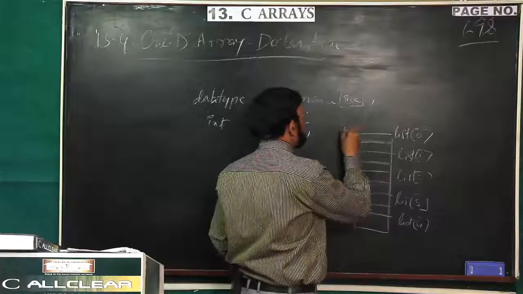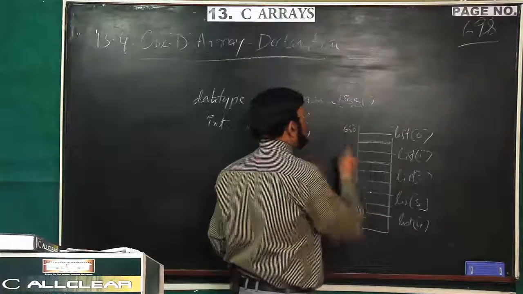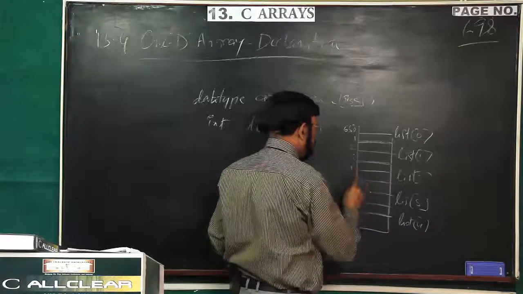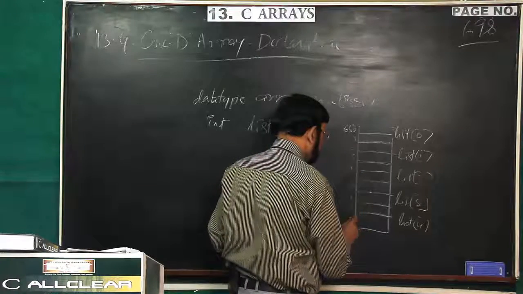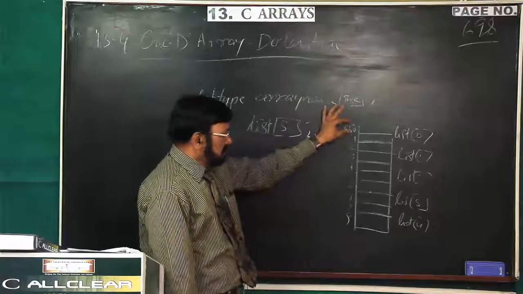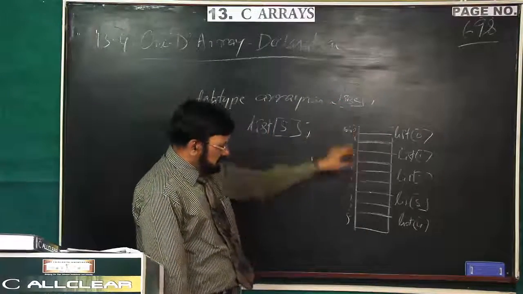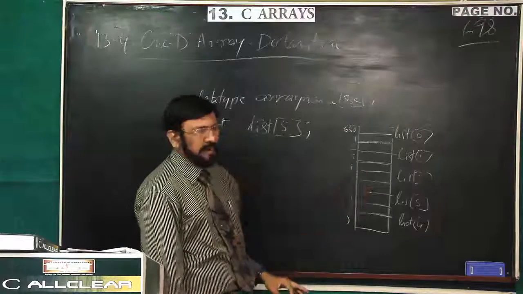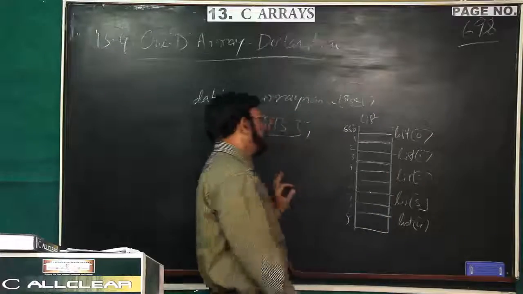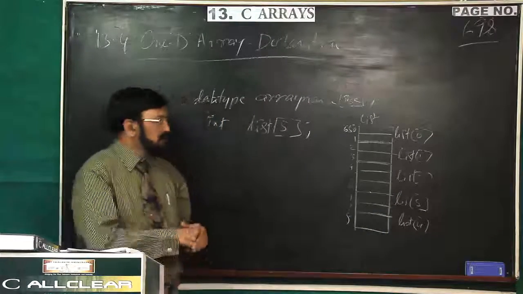Suppose first address is 650, 51, 52, 53, 54, 55, 56, 57, 58, 59. In this way, but the first byte's address is the address of the entire array. The entire thing is having a unique name. This is the declaration procedure.